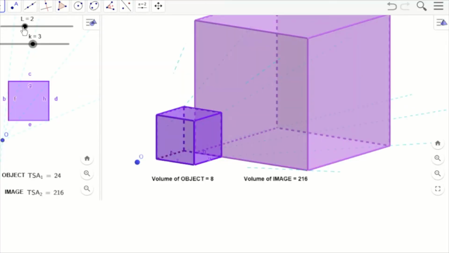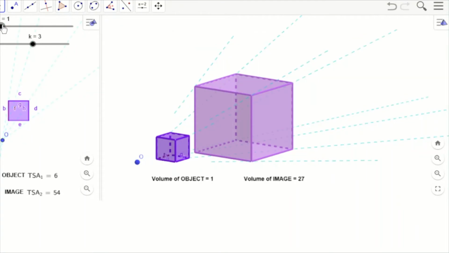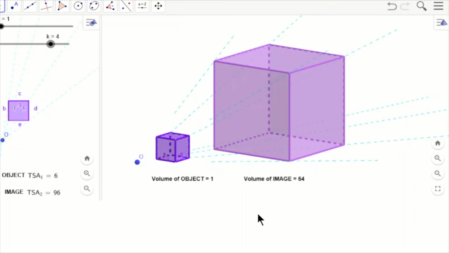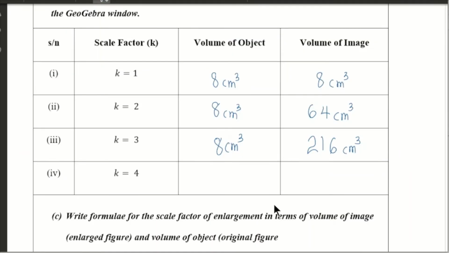And we can also have a scale factor of 4 and make further recordings. Here we have a volume of 1 and the volume of the image is 64. So we can have 1 cubic centimeter, and we're having 64 cubic centimeters. Now observe your recordings carefully and come up with a relation that connects the volume of the image, the volume of the object, and the scale factor of enlargement.